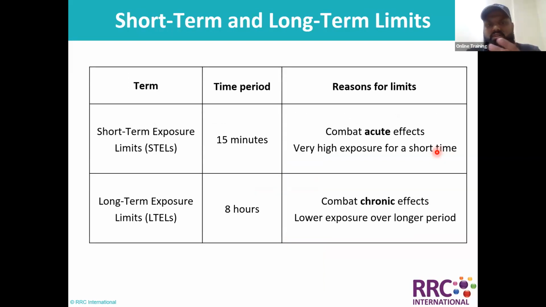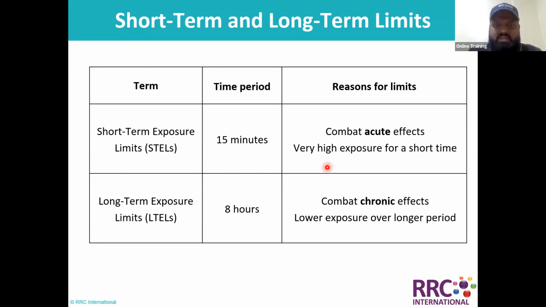What are those? Basically two. First, we call it a short-term exposure limit or STEL, in which you are allowed to get yourself exposed to some chemical without wearing breathing apparatus. Okay, STEL for any chemical, remember, is defined for 15 minutes. What is the reason for the limit? You can fight with the acute effect of that chemical up to 15 minutes. After that, you cannot fight.